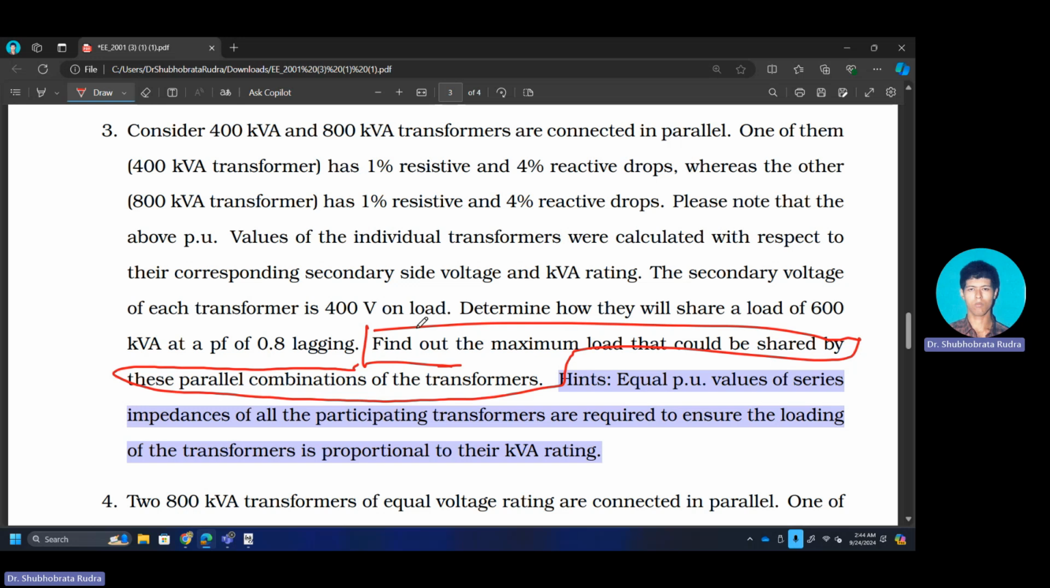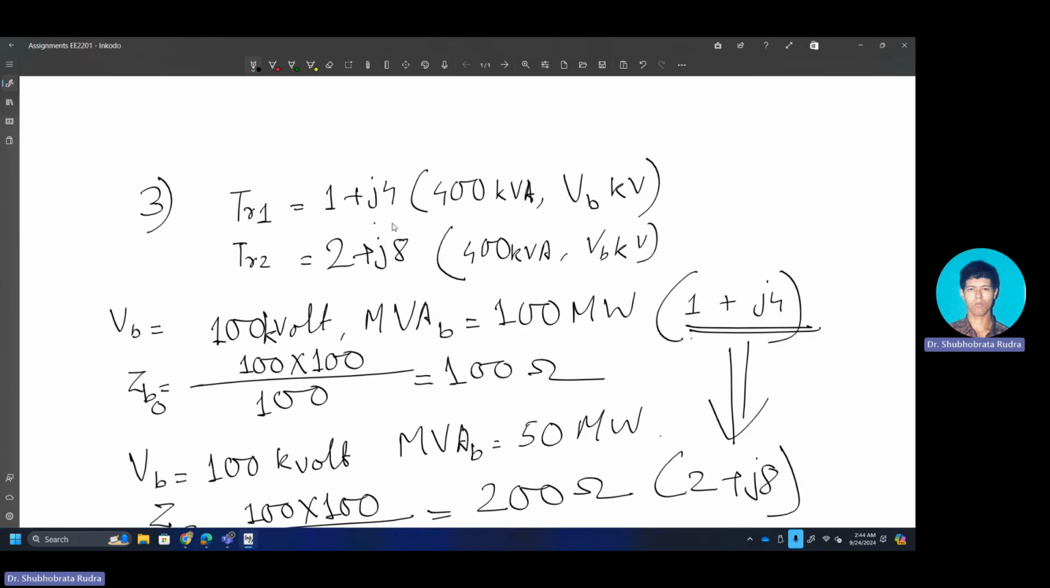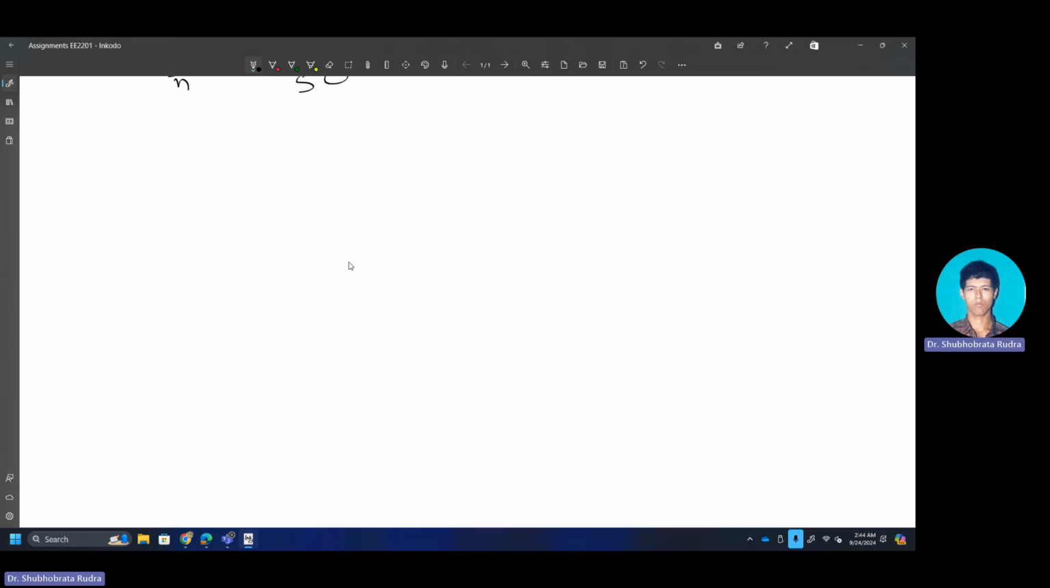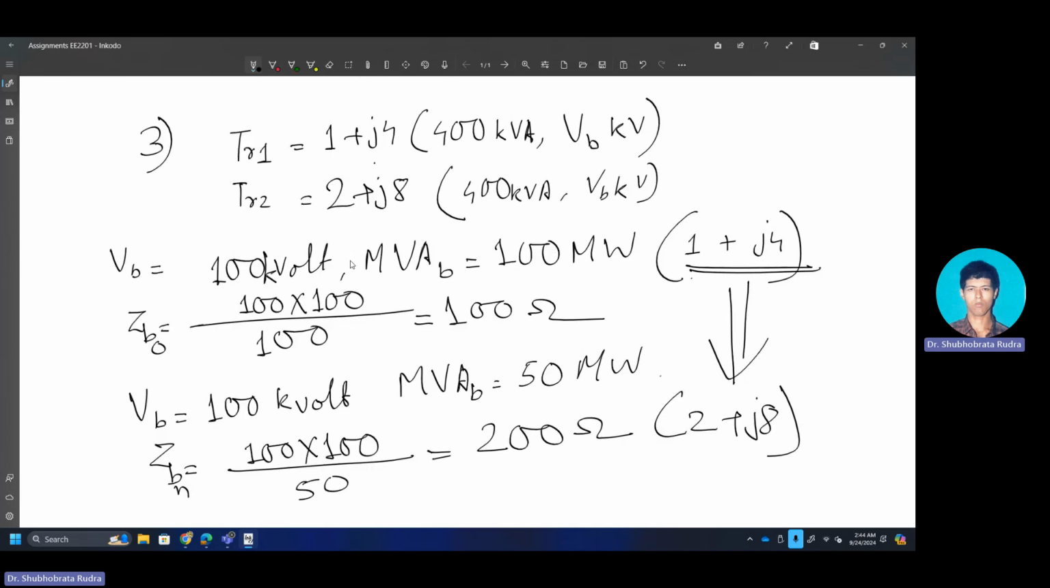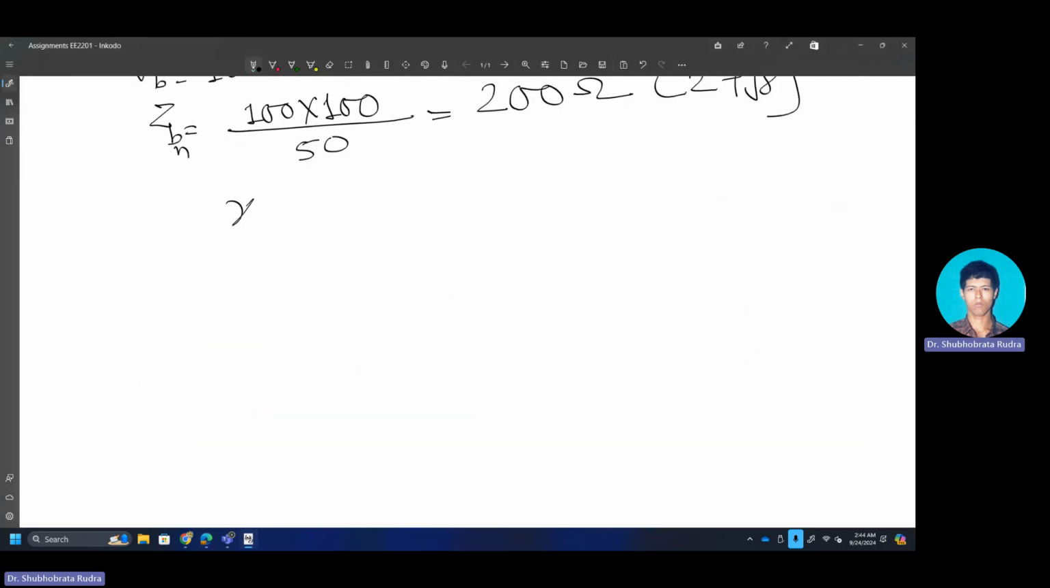Maximum load. How can you find out the maximum load? When you have reached your maximum load, see what the load relation is. If you have 2 plus j8 and 1 plus j4 as the ratio of the two transformers' ratings, then they will divide the load in that ratio. One transformer is sharing X and the other one is sharing Y.